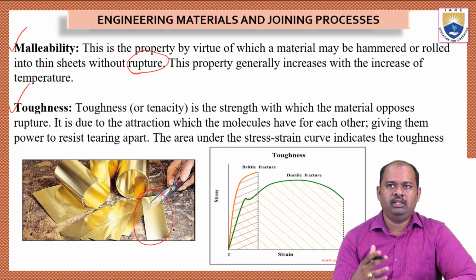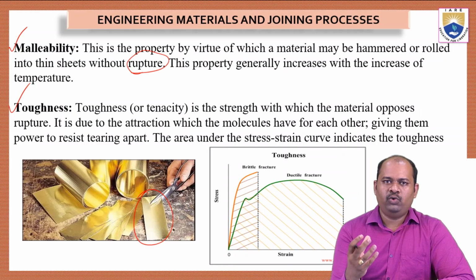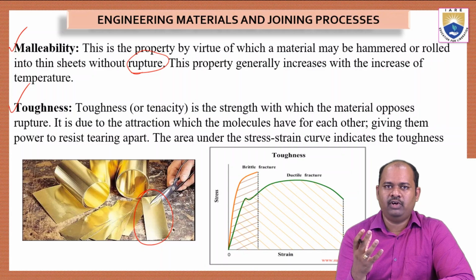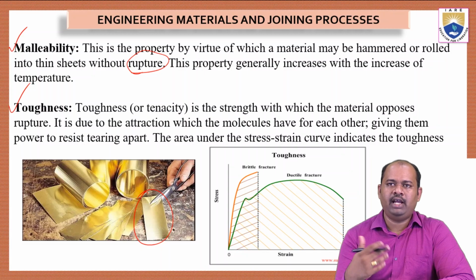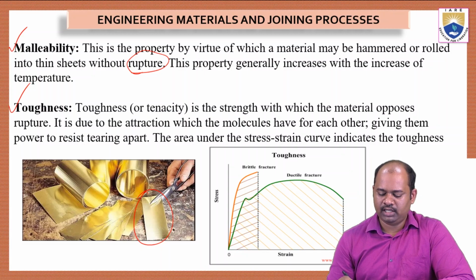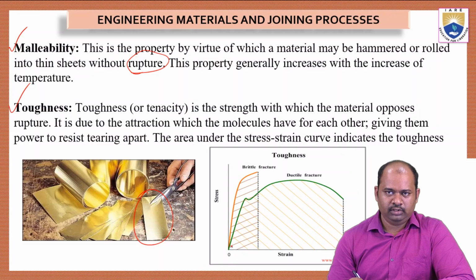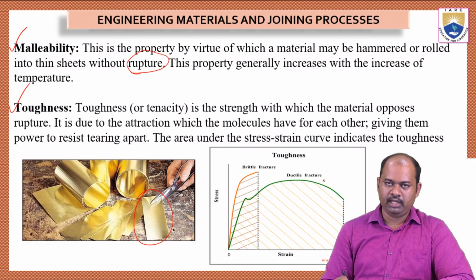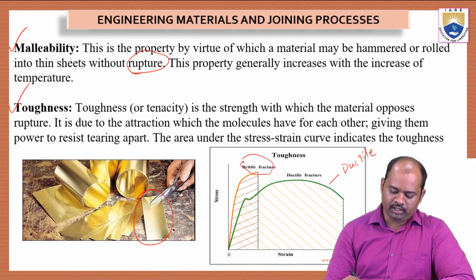So toughness is the strength with which a metal or material opposes rupture. So if I take any metal, if it does not undergo any deformation, or it cannot be ruptured, or any scratches are not being formed due to the application of load, then the body is said to be having high toughness. So when we see this graph, this green color line is for ductile metal, and this one is for brittle metal.